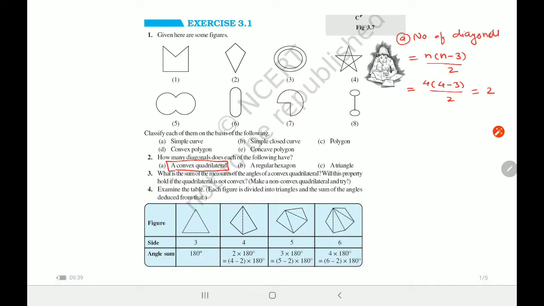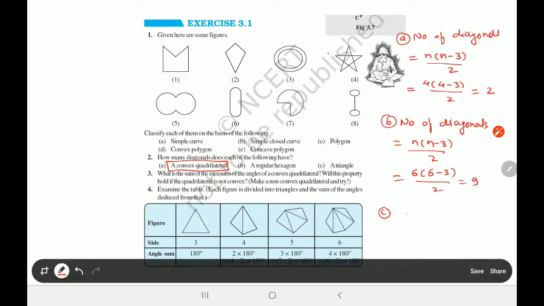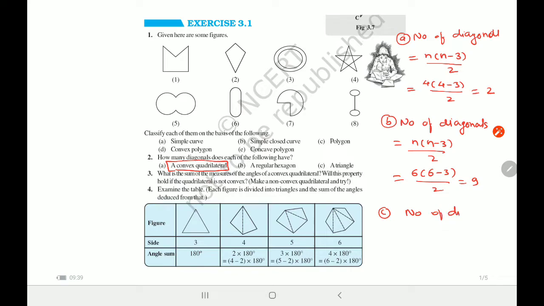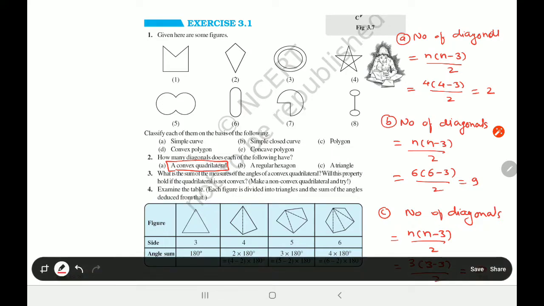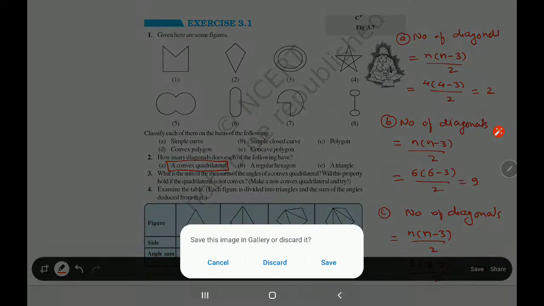So this is your A. B. Number of diagonals is equal to n into n minus 3 upon 2, for a regular hexagon. N is equal to 6, right? So 6 into 6 minus 3 upon 2. Answer is 9. And C. Triangle. I know that a triangle doesn't have a diagonal, but still we'll prove it. N into n minus 3 upon 2 is 3 into 3 minus 3 upon 2, which is 0, because 3 minus 3 is 0 and 0 into everything is 0. Correct? So that's it. It's a simple idea.